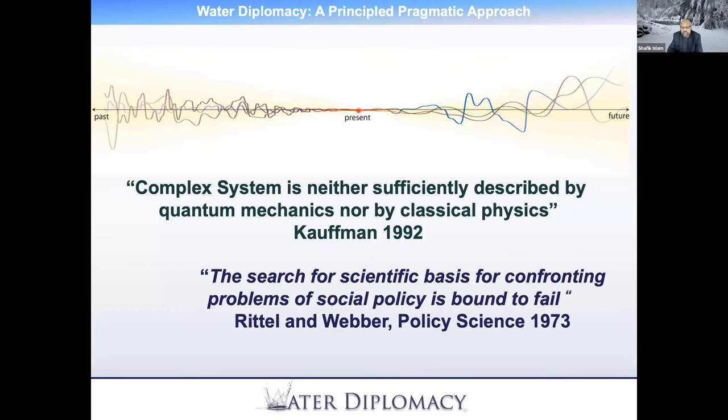Then you come to this. Two scientists in 1973 told us that the search for a scientific basis for confronting problems of social policy is bound to fail. This is a very classical paper, written in 1973 and cited over 10,000 times now. Is this a wicked problem? Yes, it is the same group. They were two brilliant young assistant professors from Berkeley. What they were telling us is that when you are confronted with complex problems, we don't say wicked, because I don't like that word, but they used wicked. Wicked in their terms is very similar to what we call complex. These are interconnected, interdependent problems. There is simply no way to do cause and effect, particularly when social policy is involved.